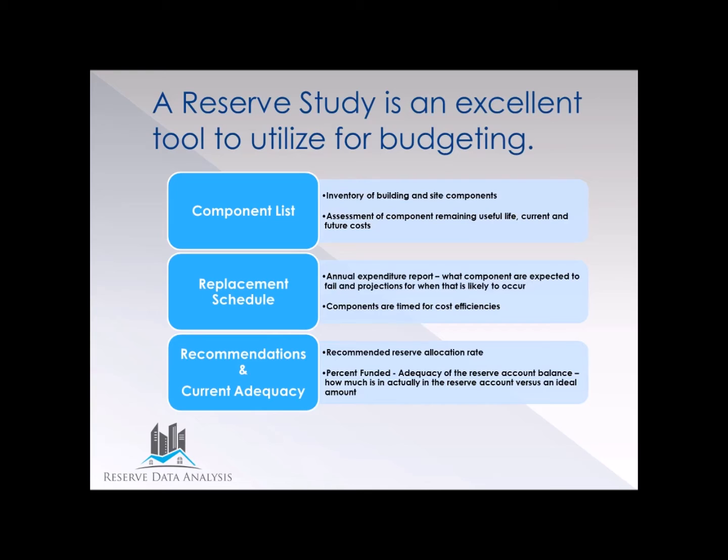Also in the reserve study, we're going to have recommendations and the current adequacy of the reserve account. So with recommendations, we want to make sure we get over these years when there's going to be large expenses for projects that come due, and we want to make sure that the community and association is adequately prepared for those financially and is able to get over those years without having to rely on loans, special assessments, and deferred maintenance.